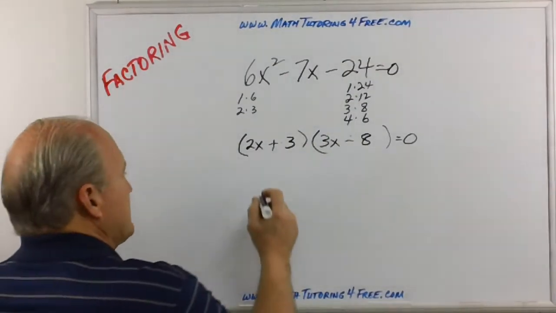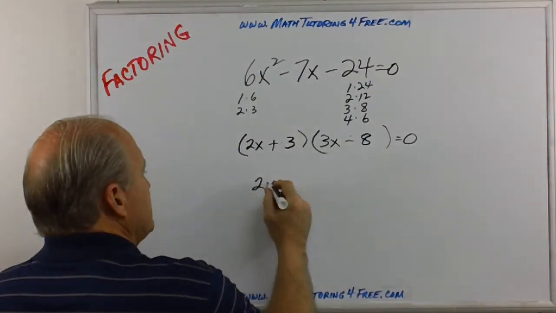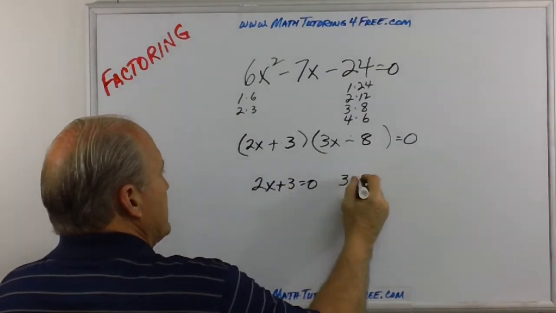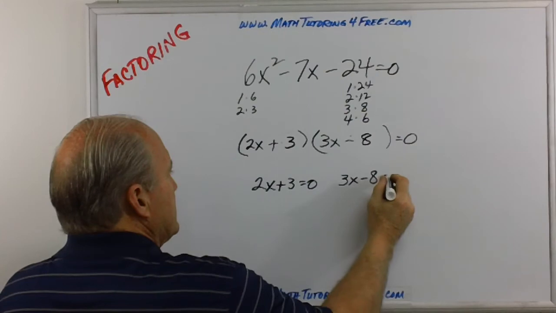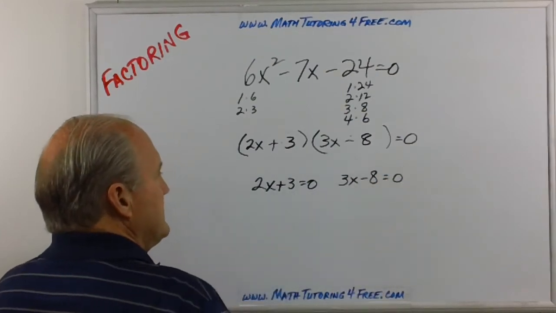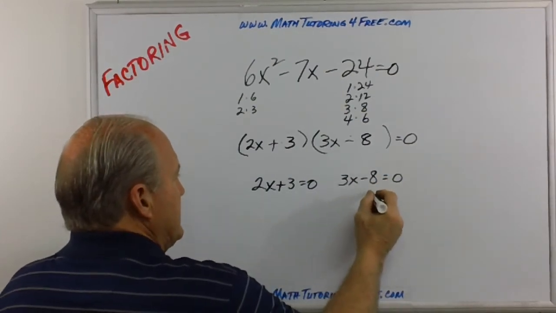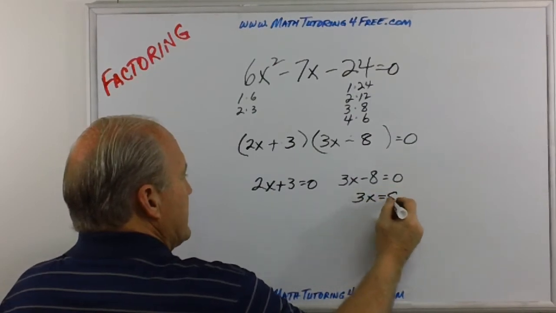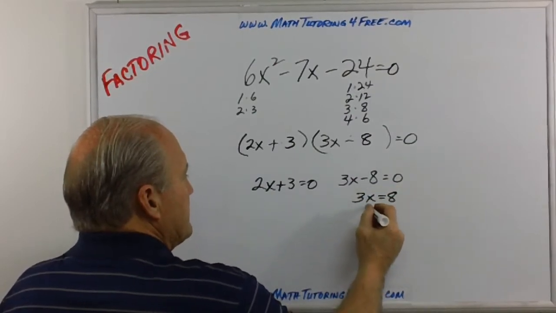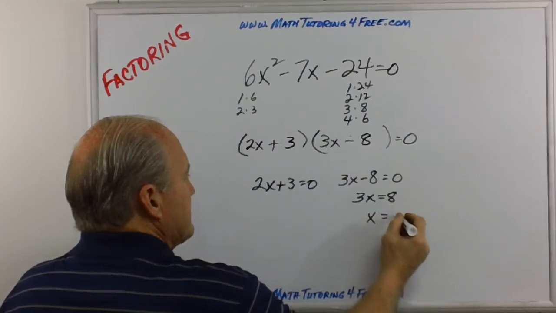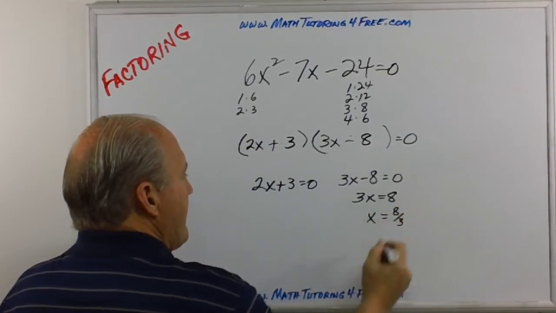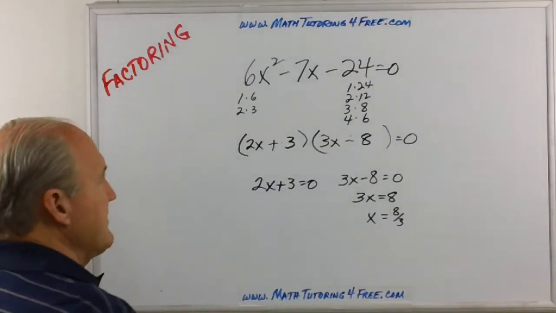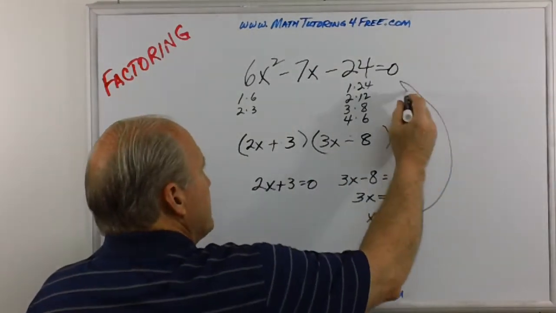But let's look at, again, how do we find the answer? Set each of them equal to 0. 2x plus 3 equals 0. 3x minus 8 equals 0. Let's just do this one. Add 8 to both sides, we get 3x is equal to 8. And we divide by 3, we get x is equal to 8/3. Okay, again, how do we check? Put that back into the original equation.